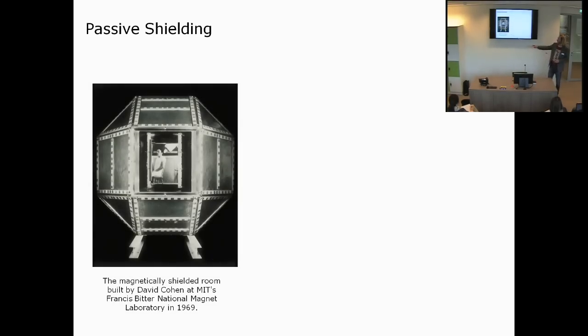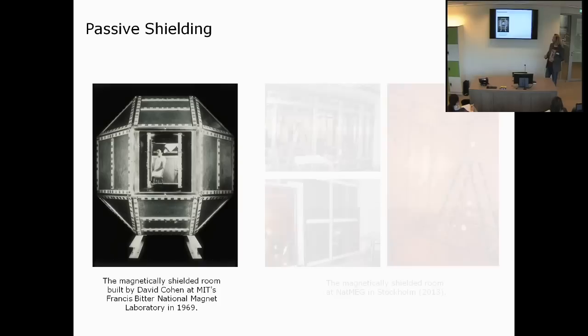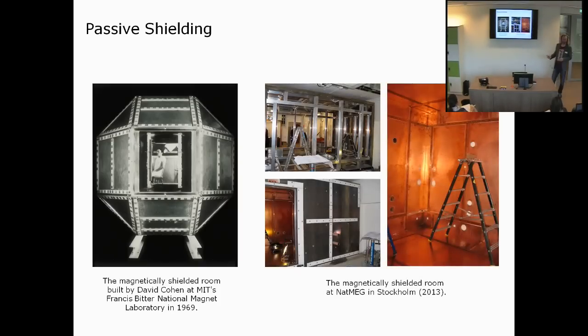This is the first magnetically shielded room, which was built at the end of the 60s at MIT, where the first MEG measurements were done. And what you can see is that it's more or less a sphere, because a spherical shielded room is most efficient in terms of shielding. Nowadays we have square rooms, because we can afford much thicker shielding.